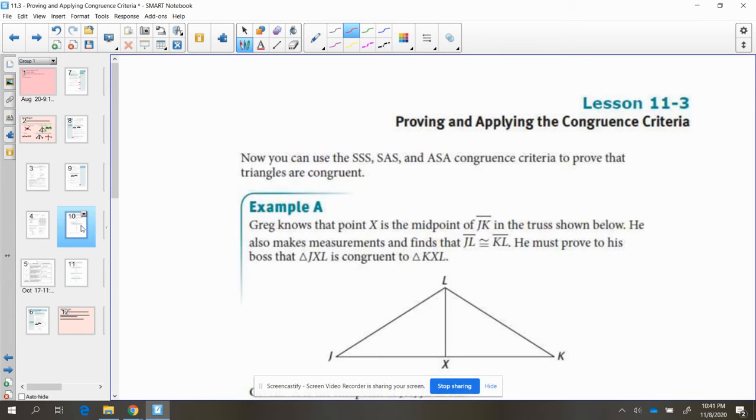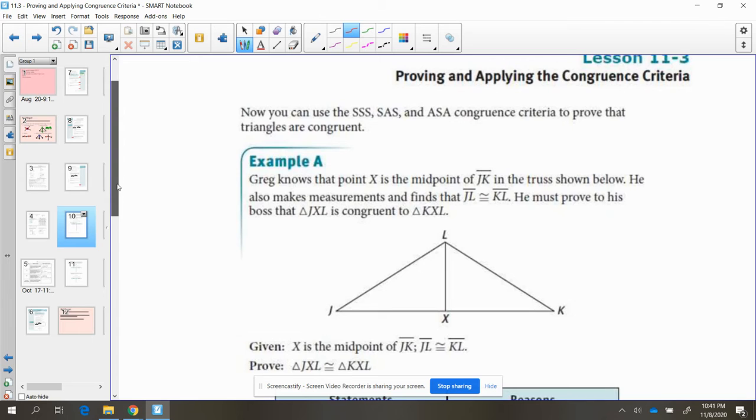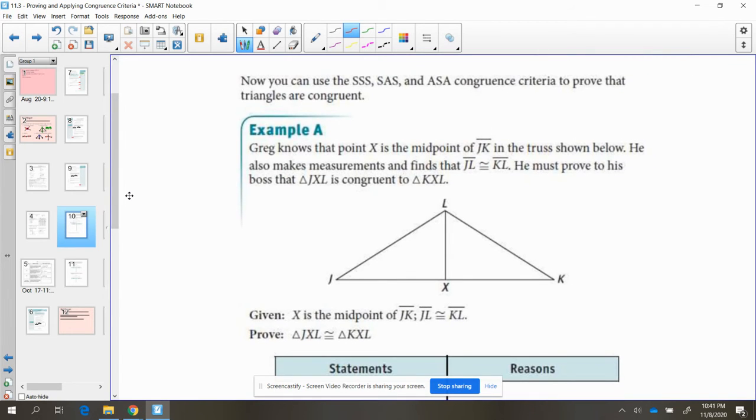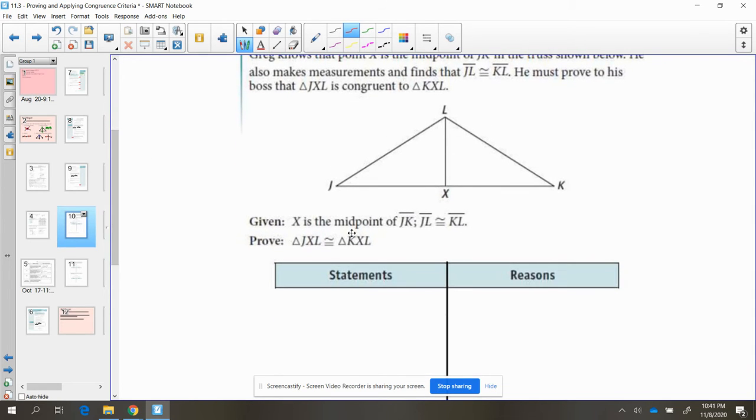Well, today, if we look at the notes handout or you look at your notebook, we're going to start writing proofs with this. Now, it's been a while since we've written proofs, so we're definitely going to have to review looking at the two-column proof. But here's a picture, right? And they are giving us two pieces of information: one, that X is the midpoint of JK, and that JL is congruent to KL.